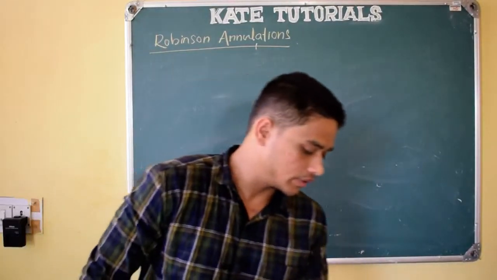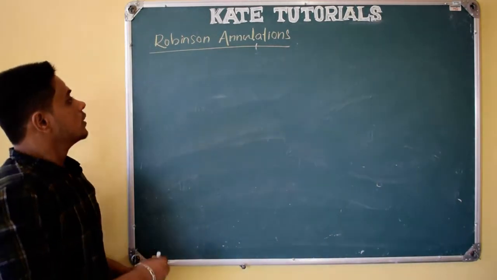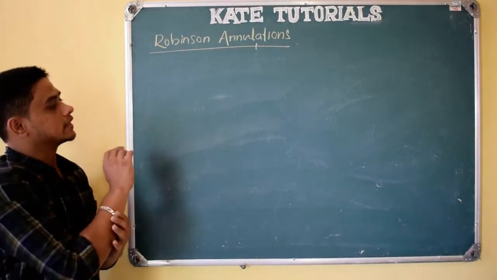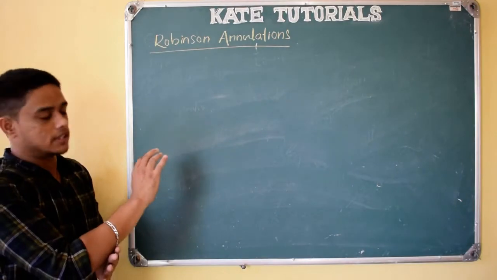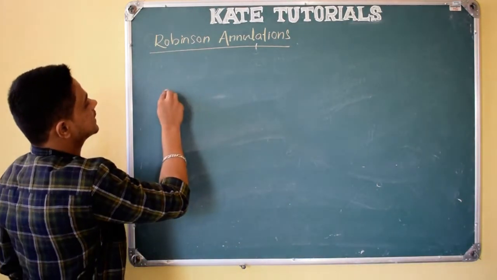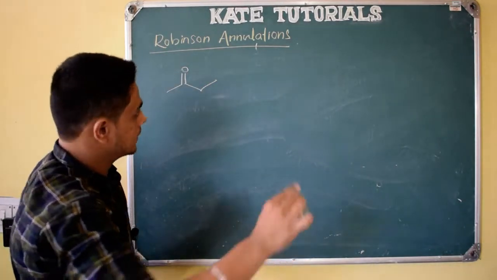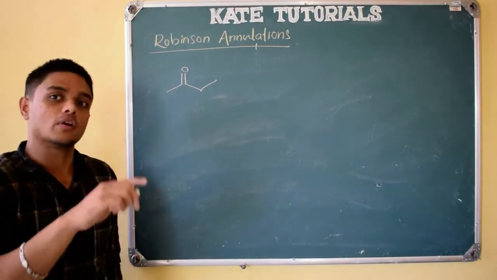So this is the continuation of Robinson annulation reaction, right? We discussed the Robinson annulation reaction and how the mechanism occurs. Now we shall see a few more examples. Before going to that, let us discuss the stability of enolate. I told you that it can occur as an enol or enolate anion.